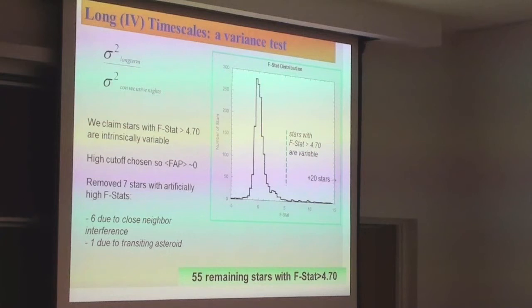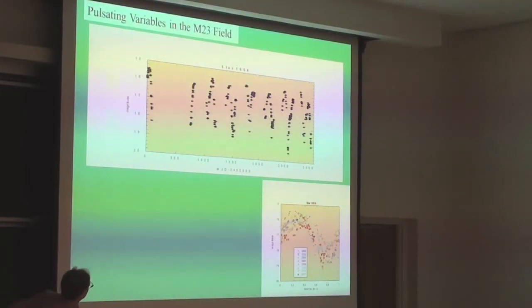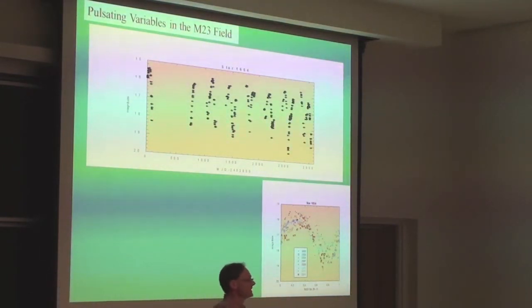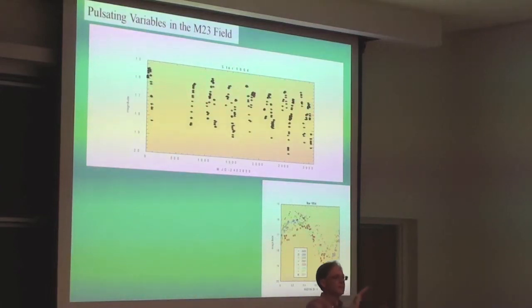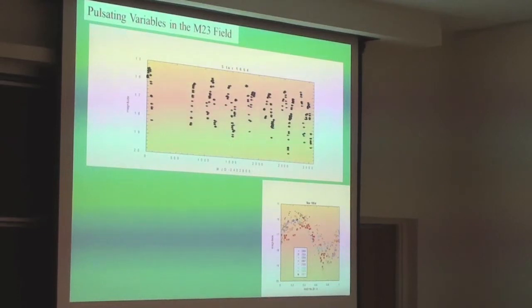55 stars that appear to genuinely be variable, that have passed the tests that we put on these things, to say they have to have a value of this F-stat that's higher than some level. So this is kind of what they look like. 3,000 days worth of data here for this star. You can see it varying from about 15.5 magnitude down to 19 magnitude. We can probably see down to about magnitude 19.5 when we stack frames, but anything below there starts to get really tricky.